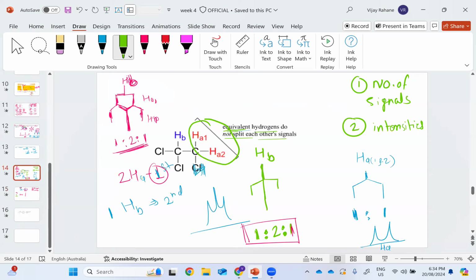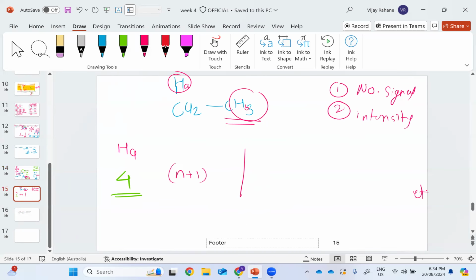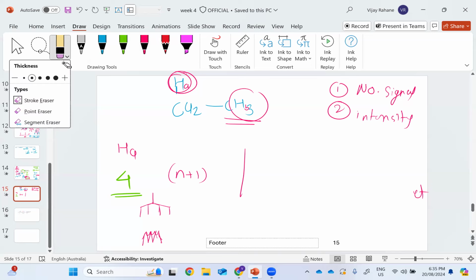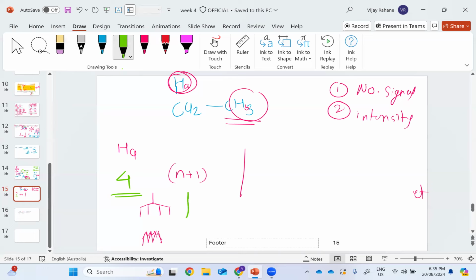In the previous one, there were 3 peaks, so we call it a triplet. This is a doublet. So in this one, it will be a quartet for this hydrogen Ha. And all the four peaks will look like this. Let me just draw it here. This quartet will look like this, all with equal intensity.